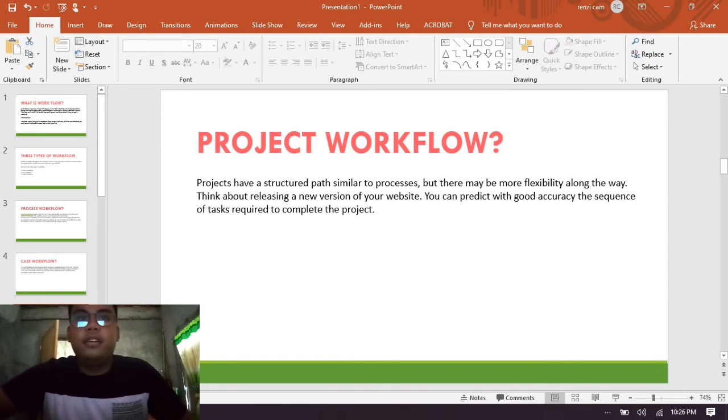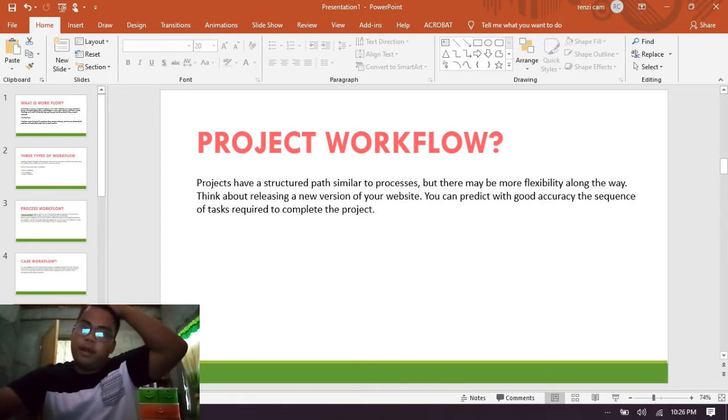And the third is project workflow. A project workflow has a structured path similar to a process, but there may be more flexibility along the way. Think about releasing a new version of your website. You can predict with good accuracy the sequence of tasks required to complete the project.